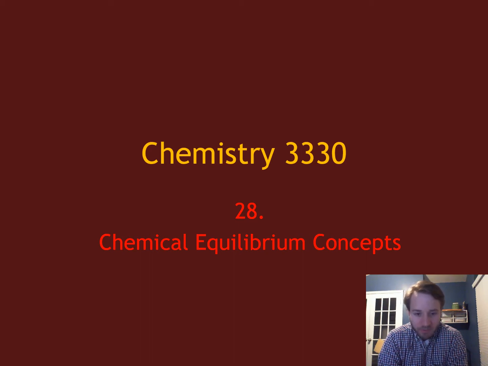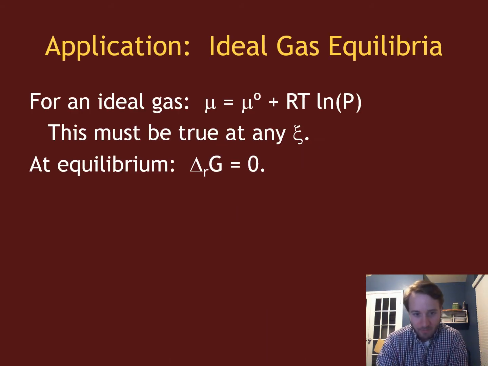Alright, welcome everyone to the second video on chemical equilibrium. We're going to apply what we've been talking about with chemical equilibrium and these relationships between chemical potentials to ideal gases. For an ideal gas, the chemical potential of that gas is related to its chemical potential at 1 bar plus RT times the natural log of its pressure, whatever it might be.